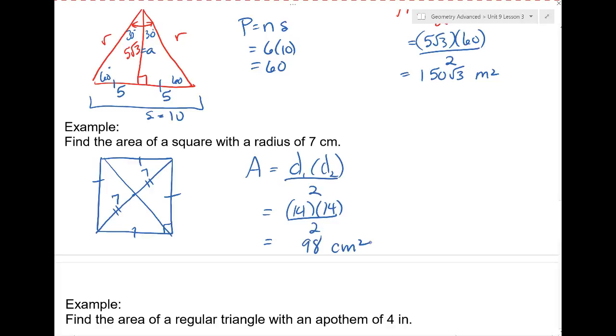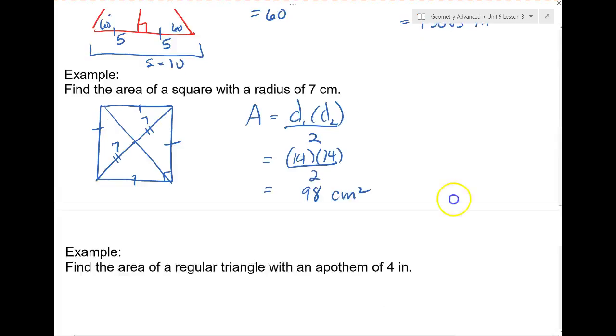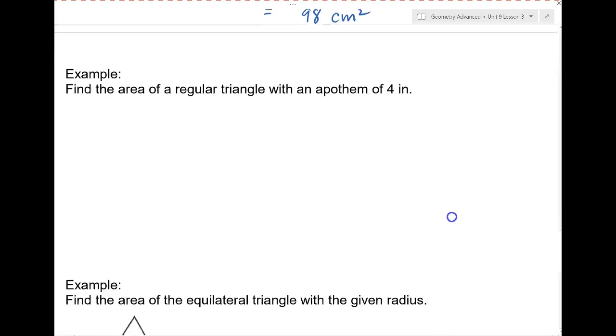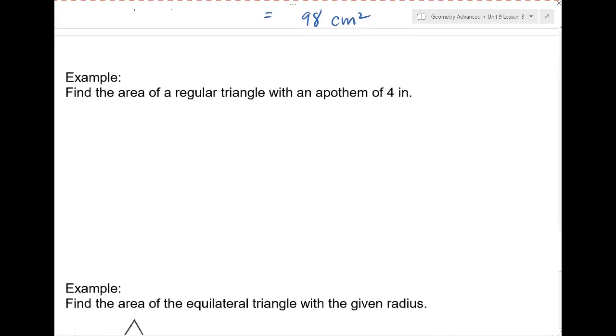But notice, did I write down my formula? Those of you who are very good at writing down your formulas and figuring out, you do much better. Those of you who freehand it, it's not quite so good for you. All right, let's look at another one. It says find the area of a regular triangle with an apothem of 4 inches. So here's our diagram. I'm going to draw this one out. I can draw triangles better than hexagons.